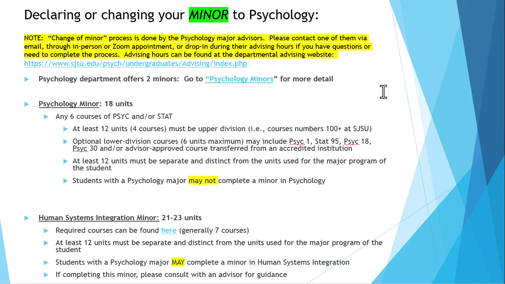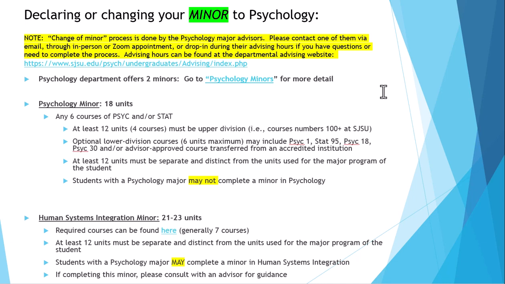All right, so just like with declaring psychology as your major, in order to declare psychology as your minor, you also have to come and talk to one of the psychology advisors so that we can start that process for you. So if you're considering psychology as a minor, let's say, again, in the example I've been using, you're currently a biology major, but you're thinking about adding psychology as your minor, then what's the process for doing that?